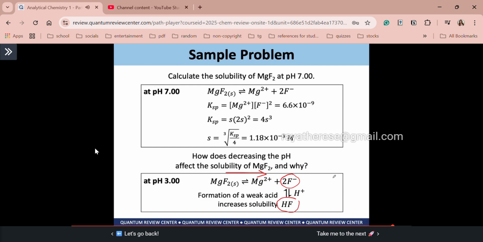And class, ito na ang second factor, formation of a weak acid increases solubility. Hindi pa tayo mag-compute, hindi pa kayo handa na i-derive ang mga modified KSP expression. Kaya hanggang qualitative lang muna tayo. Okay? So I hope guys, na-gets ninyo why formation of a weak acid increases solubility. Okay? So there you go, the second factor.